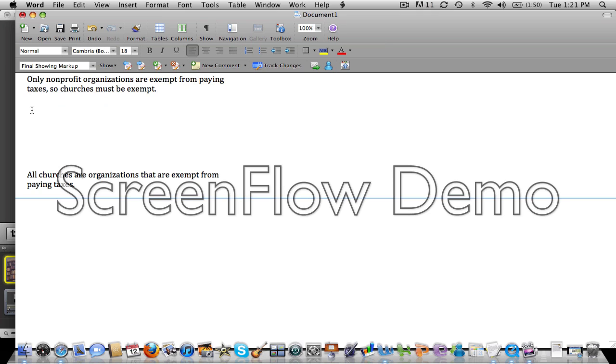Okay, there's the conclusion. Now, the premise here, we have two terms here, right? We have churches, and we have organizations that are exempt from paying taxes. Those are each going to have to be used twice. All right? So we know that the next statement has to include one of those and a second term. So we've got only nonprofit organizations are exempt from paying taxes. Okay? If you'll remember from 4.7, when we have only A are B, it becomes all B are A. So we know that all organizations that are exempt from paying taxes, okay, so we've taken care of this part right here.